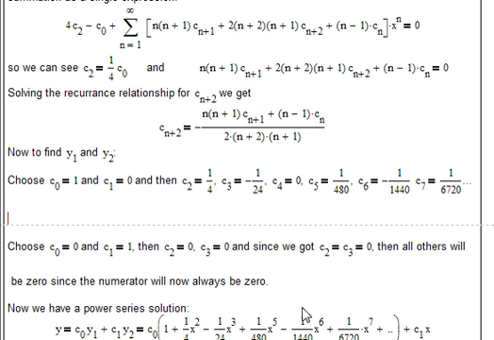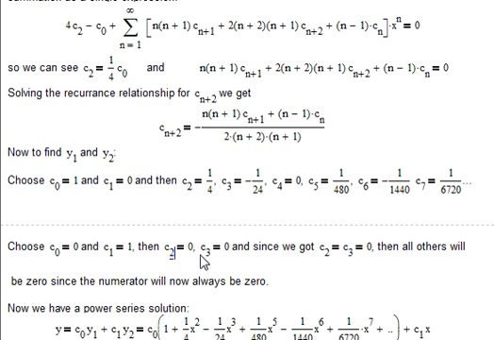And once we get C0 equals 0 and C1 equals 1, then C2 is 0 and C3 is 0, and once we got 2 of these equal to 0, then there are always going to be zeros here, and so therefore every other one is going to be 0 except for C1, of course. And so that's kind of nice.